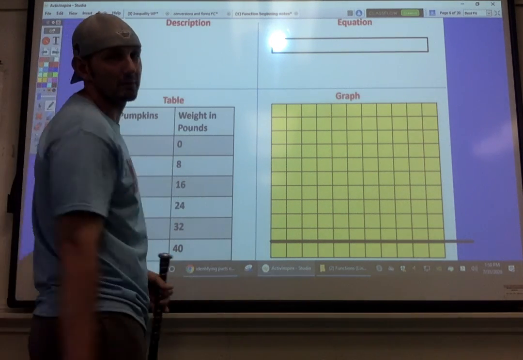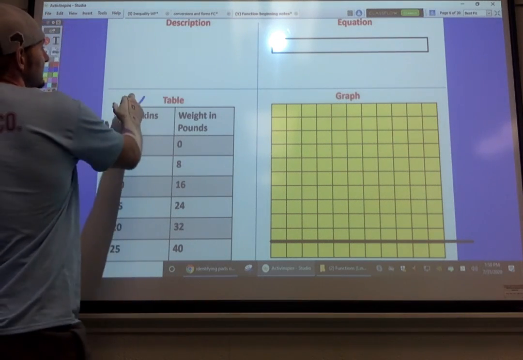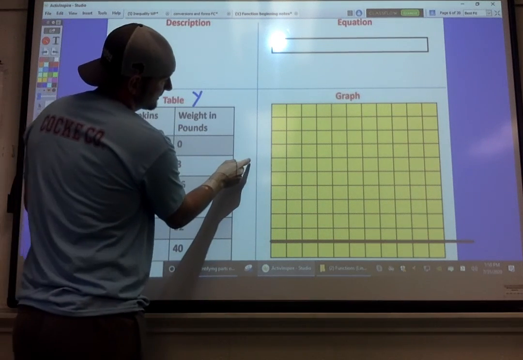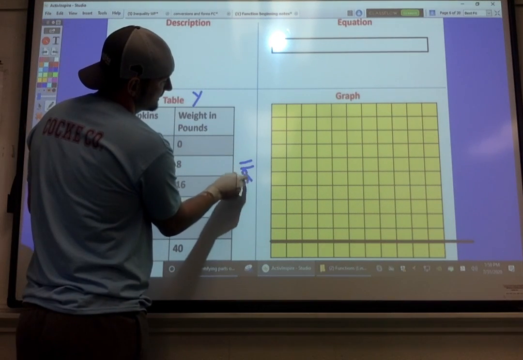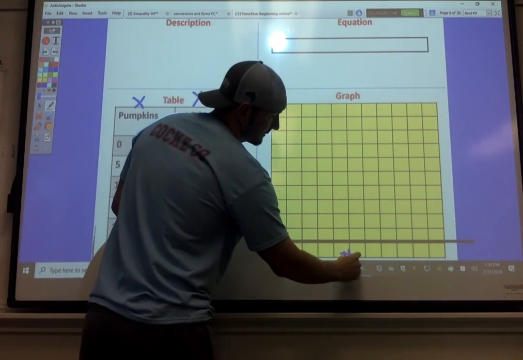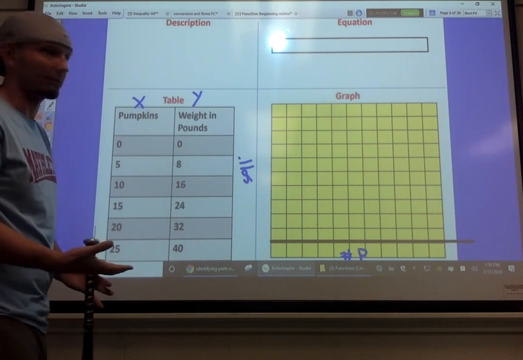I'm going to start by labeling the axis because I haven't done that too much. I need to pay attention to that. X is my pumpkins, Y is my pounds. So I'm going to call this pounds over here, and call this pumpkins down here, the number of pumpkins. They've given me the points. All I have to do is graph it.